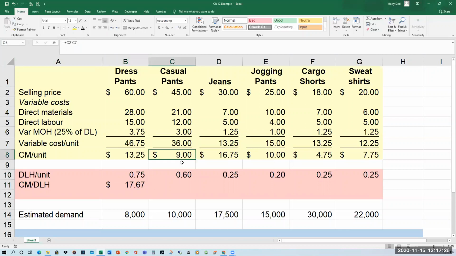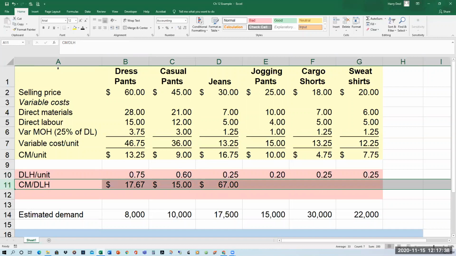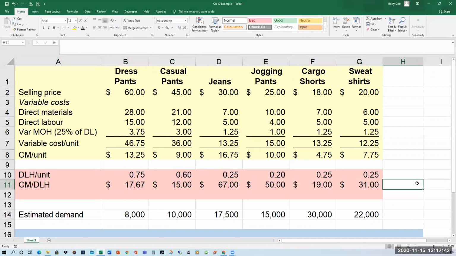Likewise, for casual pants, $9 divided by 0.6 is $15. For the jeans, 16.75 divided by 0.25 is $67, and so on. Now that we have calculated the contribution margin for each of the products for every direct labor hour, we can go ahead and rank the products in terms of most profitable. So jeans clearly are bringing in the most contribution margin for every direct labor hour, $67, followed by jogging pants, followed by the sweatshirts, followed by cargo shorts, then dress pants, and then finally the casual pants. That's our ranking.